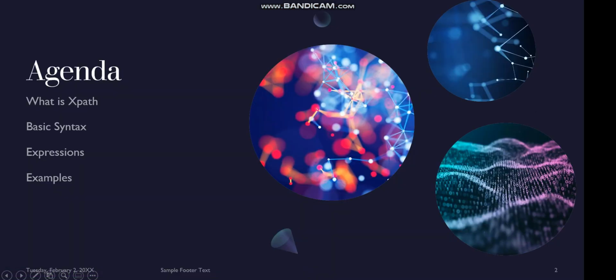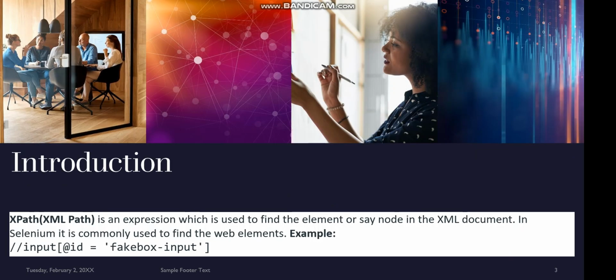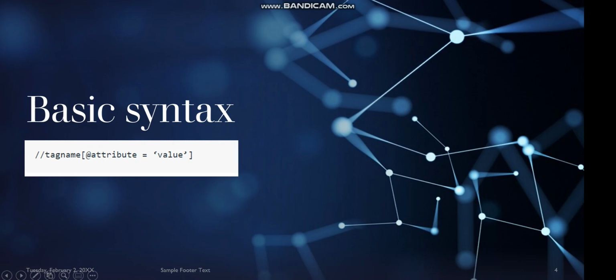Today's agenda is, first, what is XPath and the basic syntax of XPath, and then the expressions along with some examples. So the first one is, what is XPath? XPath is an expression which is used to find an element, or node, in an XML document. It travels through the XML document and finds the element that we want to locate with the expression that we have given.